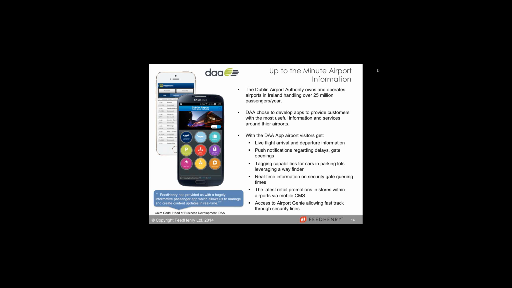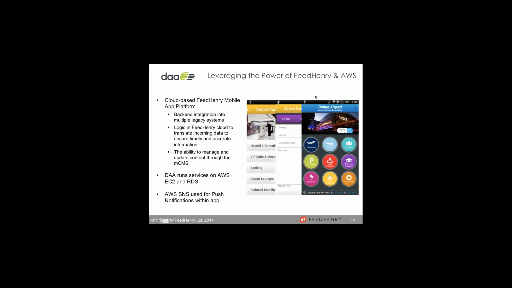Giving you real-time information on queuing times is obviously particularly important, but also, as becomes more and more important in airports, the whole retail experience is a major revenue generator. So everything that a user might need in terms of retail and so on, and doing that via a mobile CMS. And they also have functionality that allows fast track through security lines. And to do that, they basically leveraged the FeedHenry cloud-based platform.